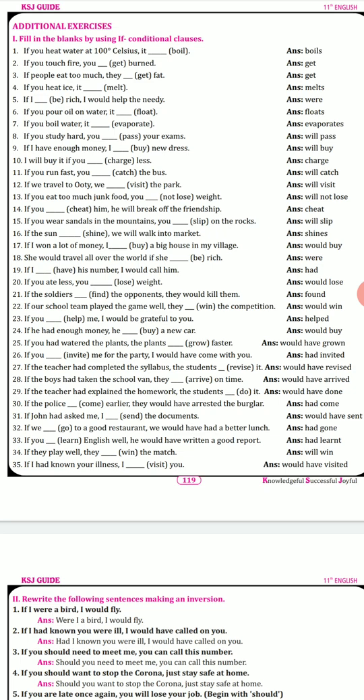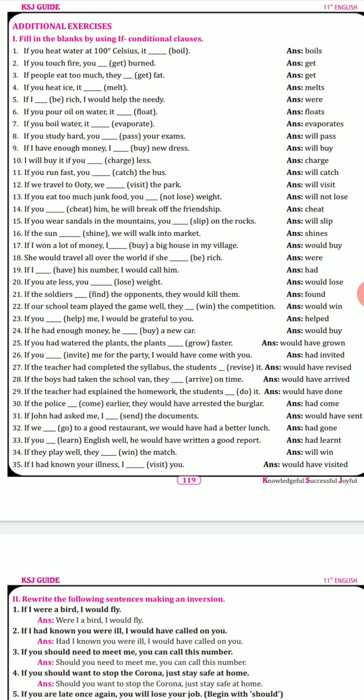So this is the answer. If the teacher had completed the syllabus, the students would have revised their answer, because it is an impossible condition. The teacher did not complete the syllabus in time, and also the students did not revise properly. So this is impossible. And then question number 28, if the boys had taken the school van, they arrive, with arrive the verb in brackets, on time. So had taken, this is also an impossible condition. So in the main clause would have arrived is the answer.